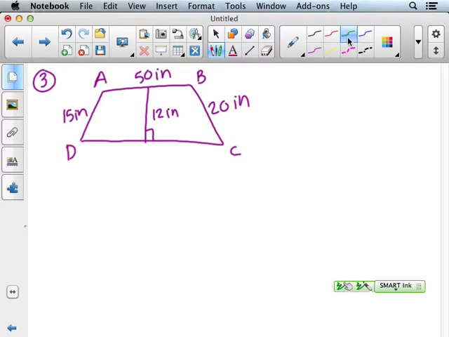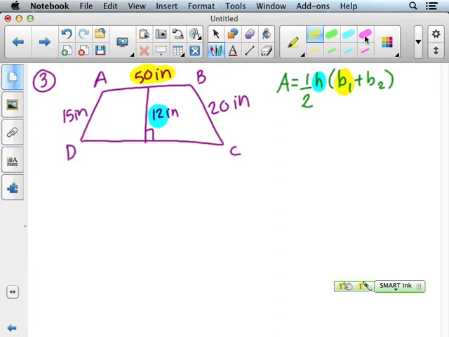Well, first thing you have to think about is, what's the area formula for a trapezoid? Well, it's 1/2 times the height, or the altitude, times base 1 plus base 2. I already know some of this information, but not all of it. I know my height is the same as my altitude, so that's 12. I know base 1 is 50, and base 2 I don't know, but I do know that it's the length of CD.